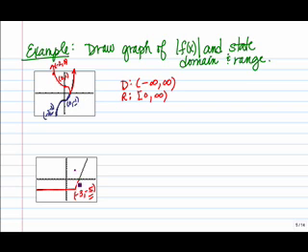Did I say -3? I'm reading wrong. Please forgive me. I have a cold and it's affecting my brain apparently.